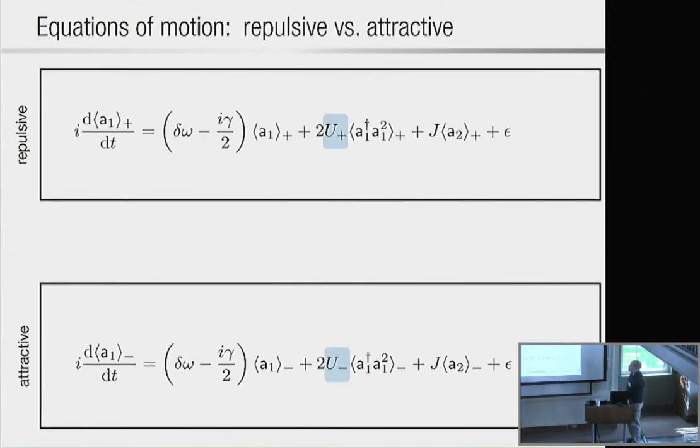One way to do that is to pick an observable. Let's say we want to understand what the expectation value of a_1 does as a function of time. From the master equation, you derive your equations of motion, and you can do that once for the positive U case, and then for the negative U case as well. Let's try and see whether we can manipulate the upper equation such that it looks like the lower equation, so that this positive U actually turns into a negative U.